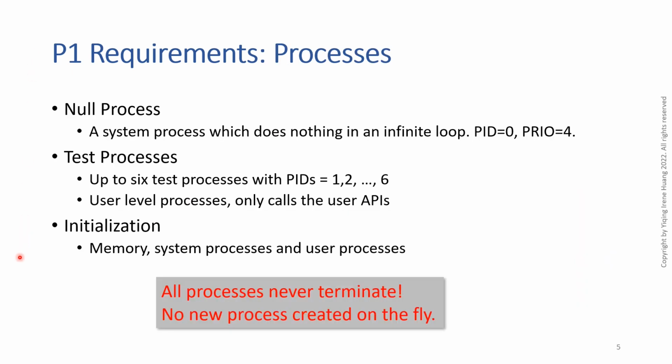So what's new about the requirements on processes? For the null process, we want it to be at a hidden priority level, which is 4. And this is the only process that is allowed to be at this priority level. And for the test processes, we still have 6, but you need to write new test cases to test anything new you implemented in Part B, for example, the priority management, and also ownership of the memory block and the blocking feature of the memory allocator. And for the initialization, now we're doing priority management.